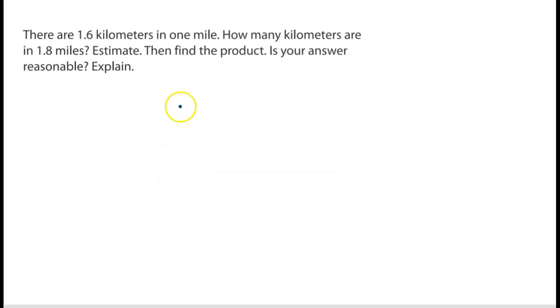I want you to pause the video, and when you're done, check it. Okay, you can pause me and check your answer. So it says there are 1.6 kilometers in 1 mile. How many kilometers are in 1.8 miles? Estimate. That's the first thing. This is number 1. Then find the product. So then we're going to find the actual product. And then there's 3 parts. We're going to determine if our answer is reasonable.